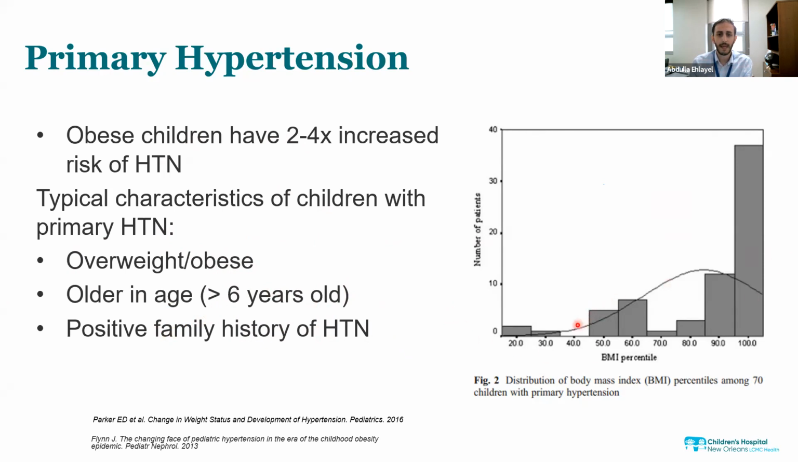With this slide, you can see that in 70 patients that have primary hypertension, the majority of them have a higher percentile of the BMI, which is not surprising.